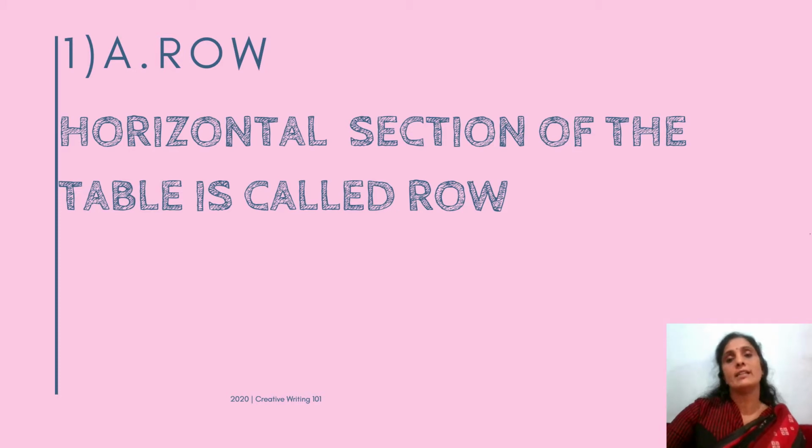Now let's learn the question answers from page number 46 in the textbook. First question is briefly explain the following terms. First one is a row. A row is the horizontal section of the table. That is like this from left to right. This is a row.